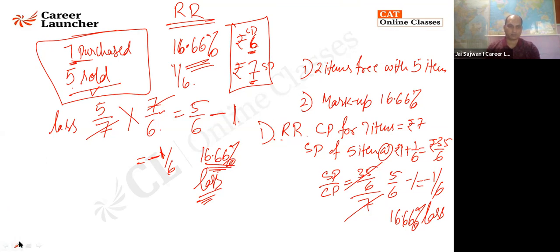Now the next one. There are 2 successive percentage changes happening here. First, I offered 2 free with 5. So I'll say the discount is 2 free out of 7. It is a discount, a loss for Reliance Retail. But they also mark up the price by 1 by 6. Because it is a recurring decimal value, it is feasible to write the value in fraction.